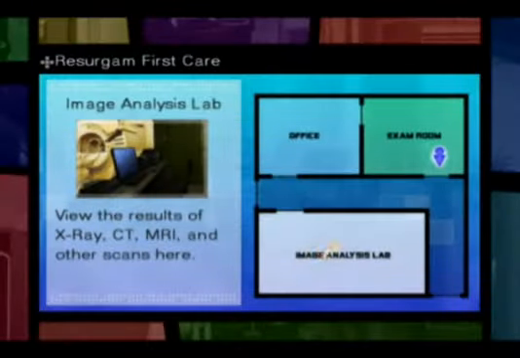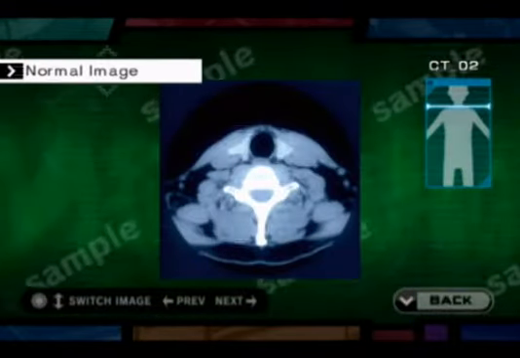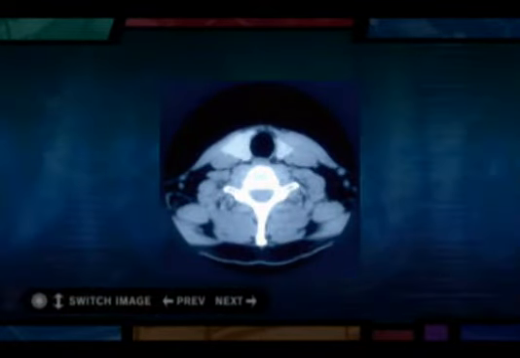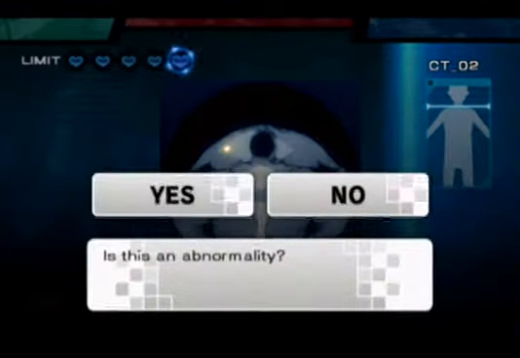Your patient's CT scans, X-rays, and MRIs can be viewed in the image analysis lab. Compare your patient's image with that of a healthy person, and be on the lookout for any abnormalities, as each identified symptom is one step closer to reaching a conclusion.